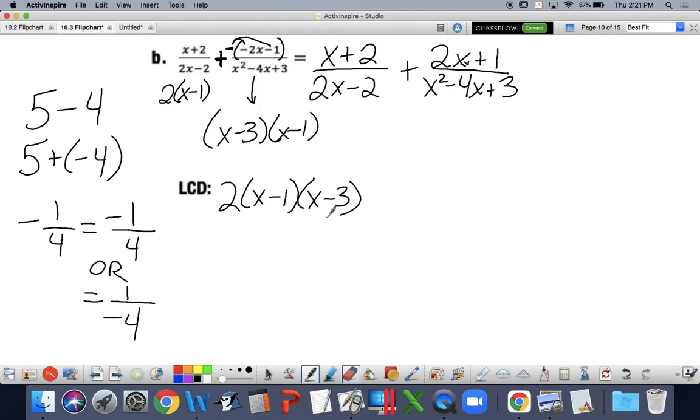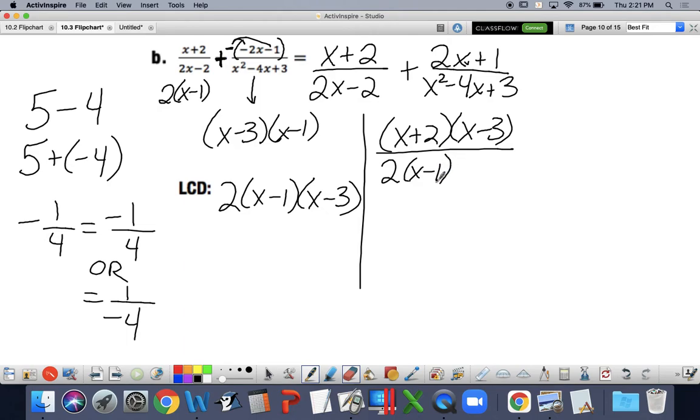I look at my first fraction. It's missing the x minus 3. So I need to go ahead and add it in. So I have x plus 2 times x minus 3 over, and I'm going to keep it all nicely factored out. This guy over here, he's only missing the 2. That's nice.